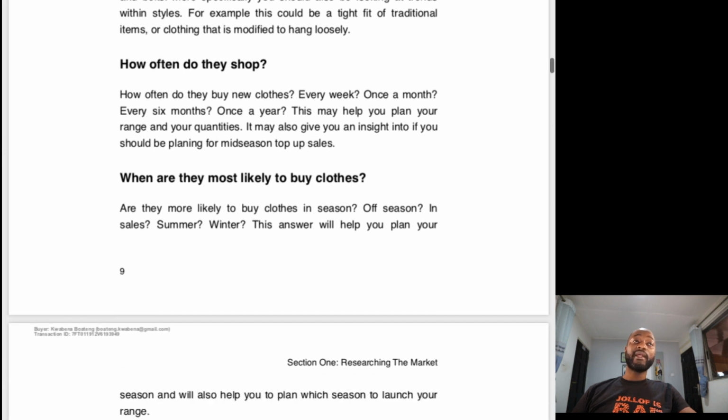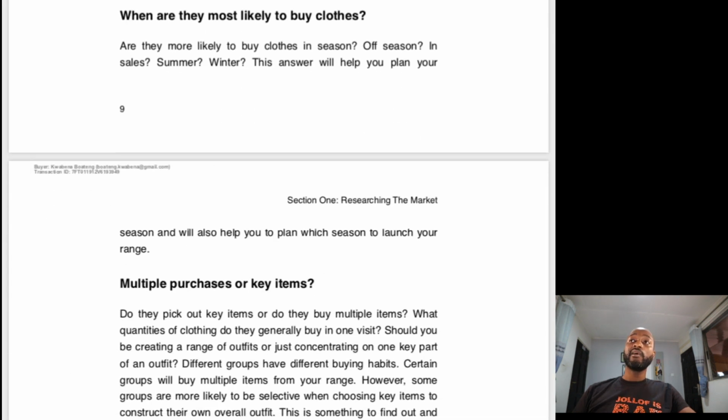When are they most likely to buy clothes? Are they going to buy clothes according to seasons? Are they going to buy clothes based on events? Do they buy clothes because concerts are coming up? You need to start thinking about all these things.